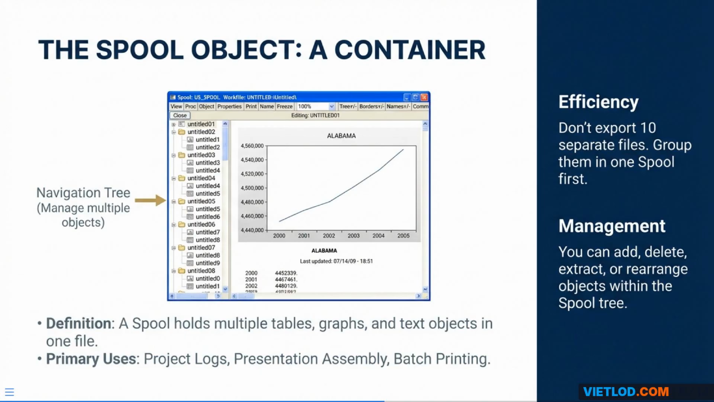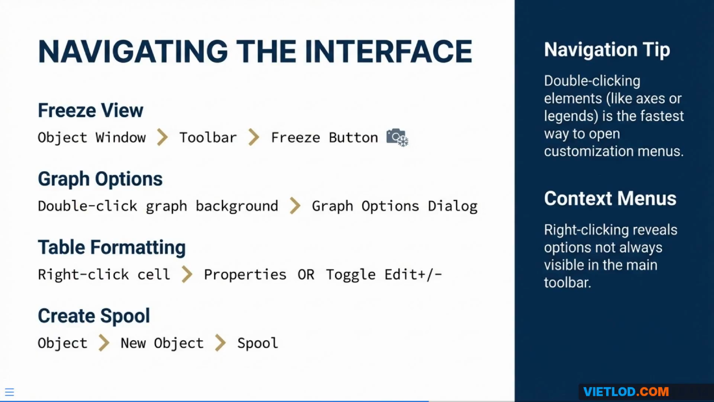The spool's navigation tree on the left allows for easy management. You can reorder objects by dragging and dropping, add new ones, delete old ones, or extract a specific object to work on it separately. When conducting a time series analysis, you might create a spool called forecast. You would add the time series plot, the ACF-PACF correlograms, the ARMA estimation table, and the final forecast graph all into this one spool for a complete, self-contained record.